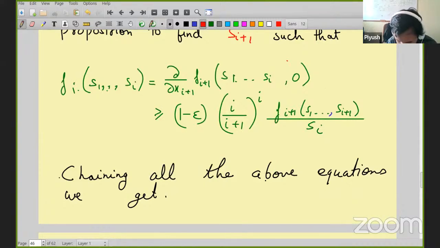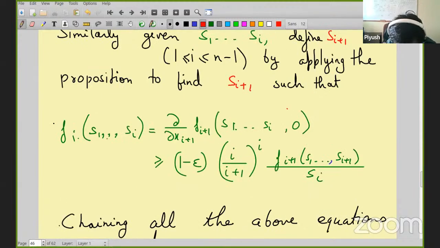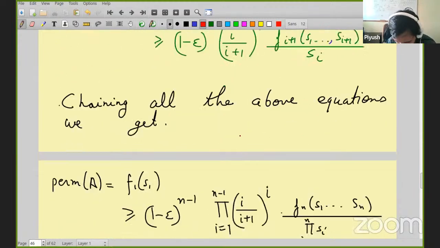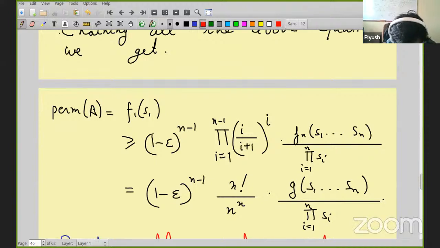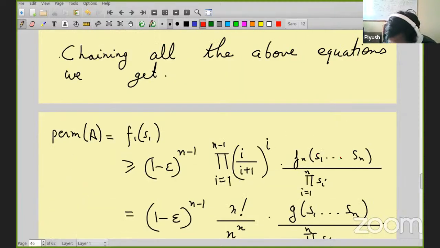So when you chain all of these together, remember what we are getting. f1(s1) is bigger than ((d minus 1) over d) to the power d minus 1 times f2(s1, s2) over s2, times (1 minus epsilon). Then you take f2 and apply this to it, so you get this. What you get is the permanent of a, which is f1(s1), is bigger than (1 minus epsilon) to the power n minus 1 times the product from i going from 1 to n minus 1 of (i over i plus 1) to the i. So these are the terms that you're getting. And here you get fn(s1 to sn), and in the denominator, the product of all the si's.